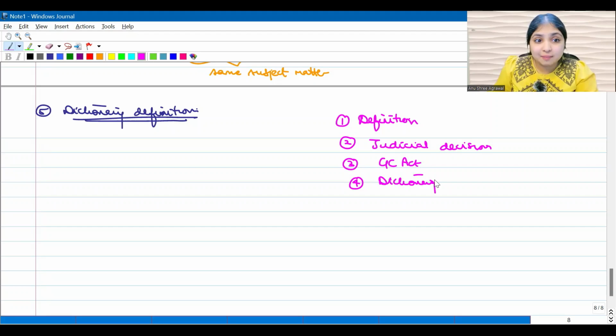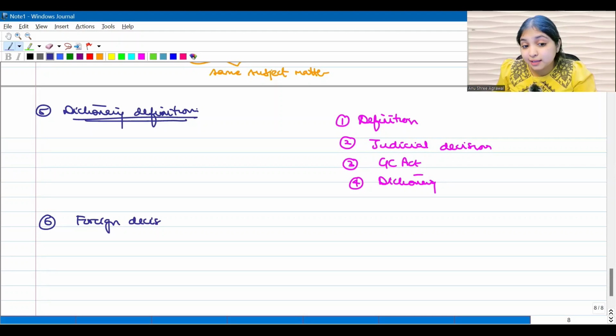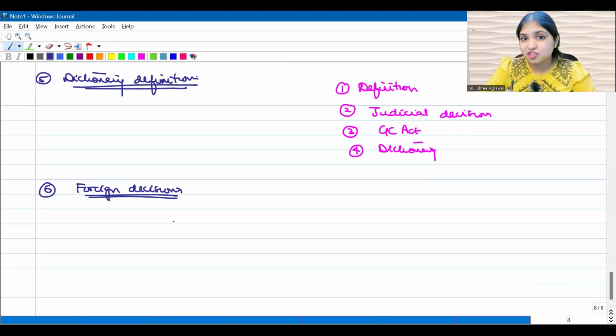Okay, and then comes our last external aid, which is foreign decisions. Can the court take the help of foreign decisions while interpreting the law? See, listen, Indian court decisions, of course, the court can use. But what about foreign decisions? See, the foreign decisions, they don't bind the court. The court can take guidance from them, but the court is not bound by them. You're understanding?